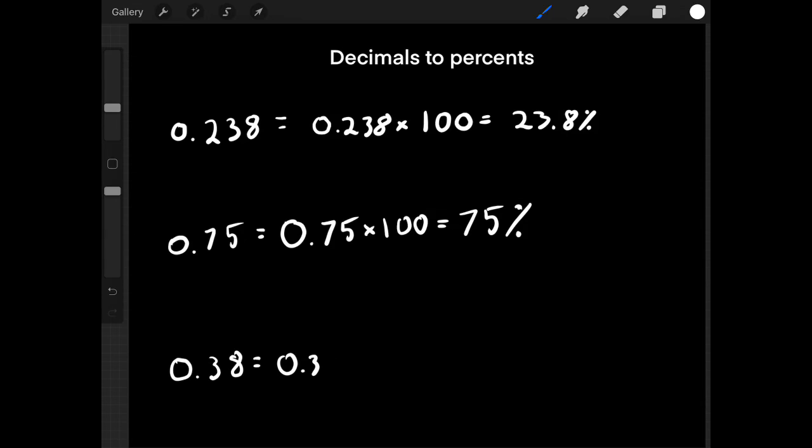Alright, so this is the final question, and I think you get the drill by now. You take 0.38 and multiply by 100, and you get 38%.